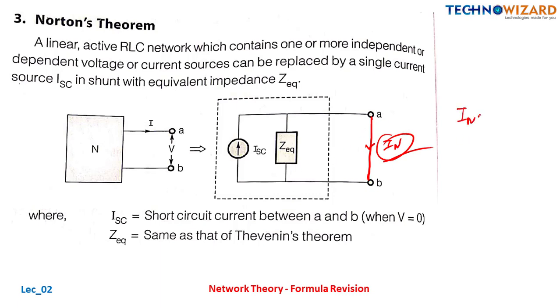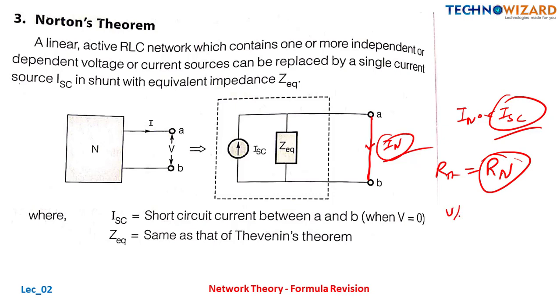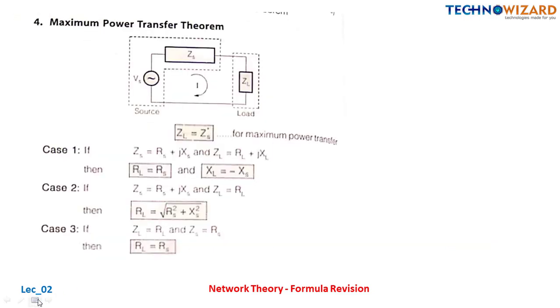Norton current is also known as the short circuit current, ISC, and here RTH will be the same as RN, that is the Norton resistance. To find the Norton resistance, you have to keep the voltage sources as short circuit and the current sources as open circuit. This is how you can find the Norton resistance and Norton current.